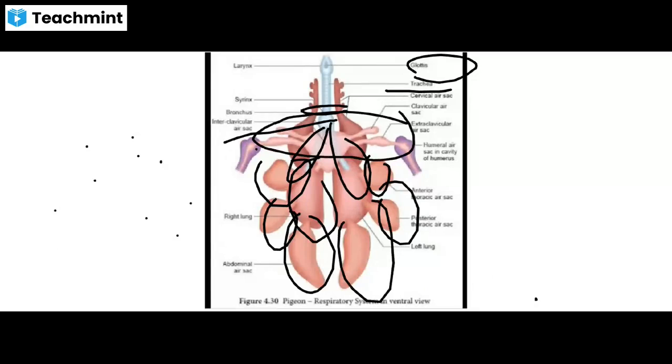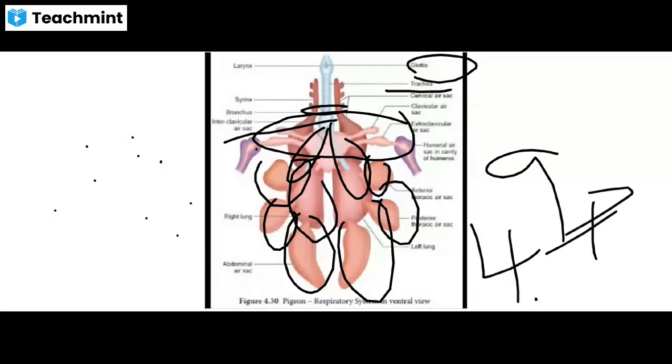The air sacs are formed by an expansion of the mucous membrane of the secondary bronchi. The air sacs are thin walled membranous sacs. They are supplied with blood vessels. Pigeon has 9 air sacs. Of these 9, 4 are paired and 1 is unpaired.